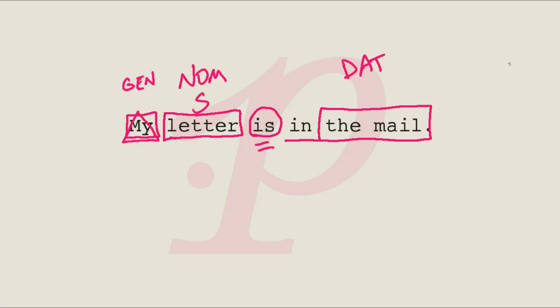Genitive, nominative, dative, accusative. And vocative is just when I say, hey, you, or John, would you please sit down? Well, John is vocative. We're not going to look at vocative. We don't need to do that. Well, I could actually make this vocative. Let's make it vocative. John, my letter is in the mail. And now John is vocative.